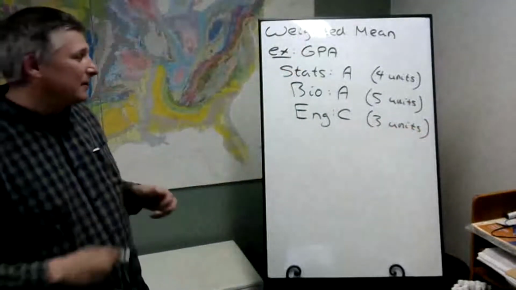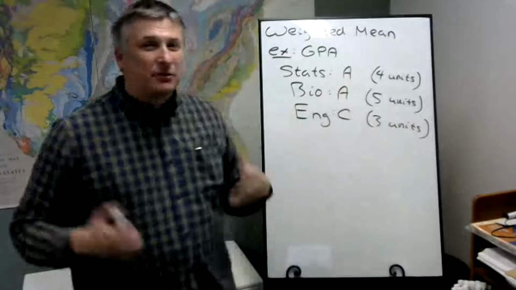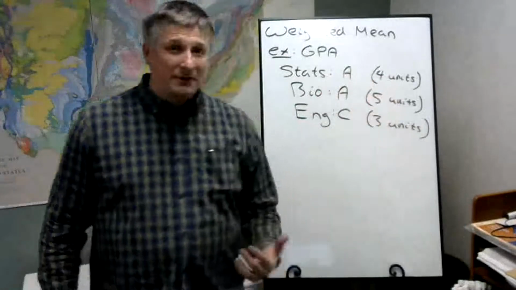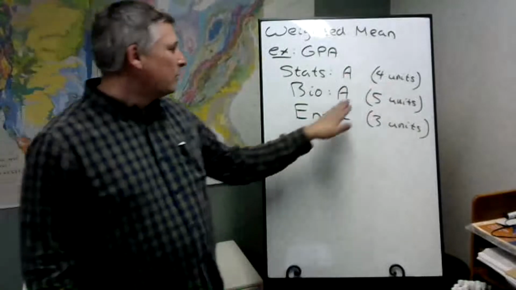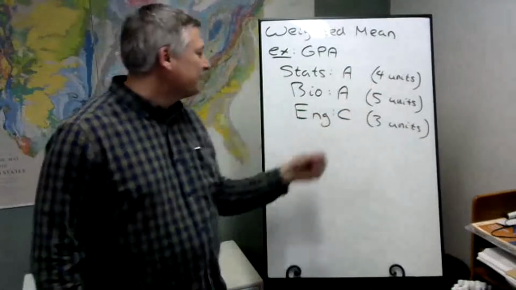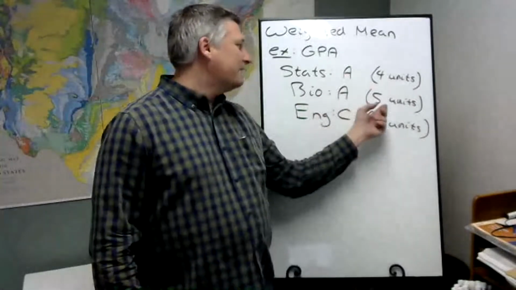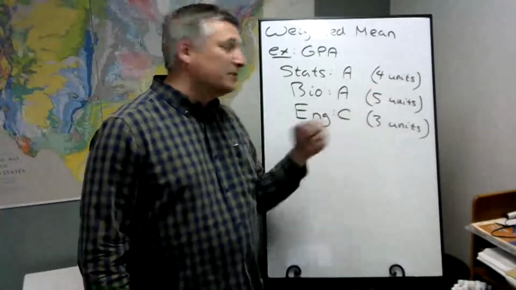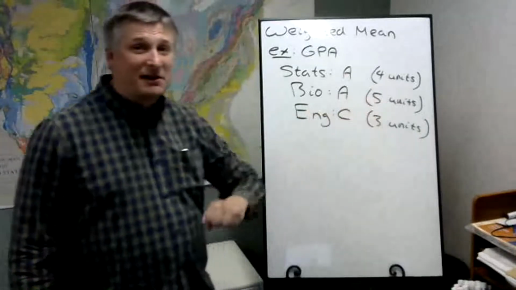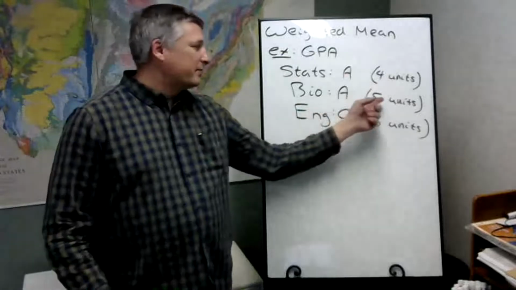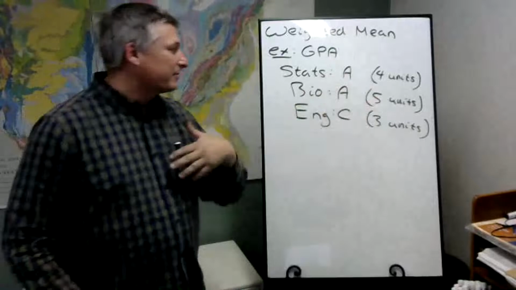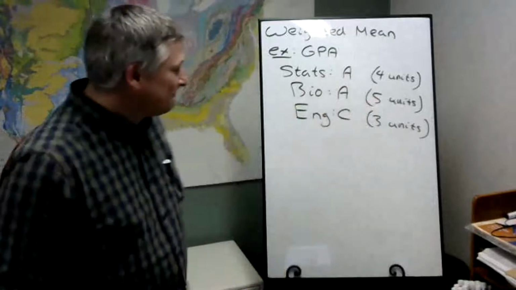Now, what's going to happen here is this. The grades are the data, but the units are the weights. So there's more A than there is C. If we just look at bio and English, there's 5 units of A versus 3 units of C. So bio has a bigger weight than English does. So bio will have a bigger impact than English will. So the A will have a bigger impact than C.